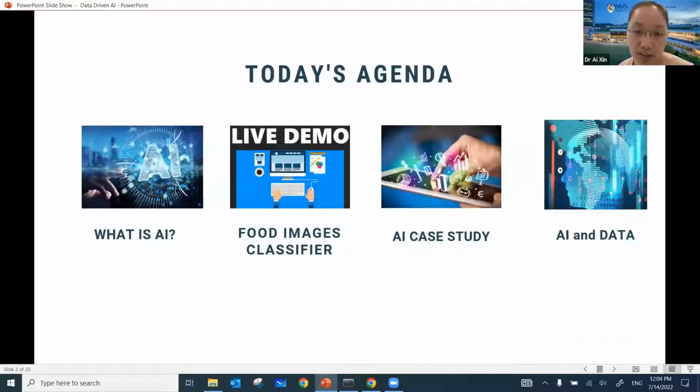So this is the agenda for today. First, I will give you a very quick introduction on what is AI, artificial intelligence. After that, I will give you a live demo on a cutting-edge AI technology called deep learning. Following that, I will provide you some AI case studies, mainly utilizing deep learning technology. Then towards the end, I will summarize with a focus on AI and the data.